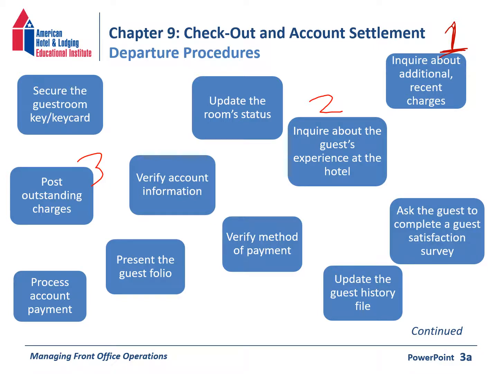So then present their folio, verify method of payment, and make sure that they're verifying all the account information, their names, their address, all that. Is the email address okay? We can do that by saying, can we send you our survey digitally through your email? Which email is good for you? We can verify that account information that way, okay? So as they are doing that, we then ask them to complete that satisfaction survey. It's very important for us to get that survey.